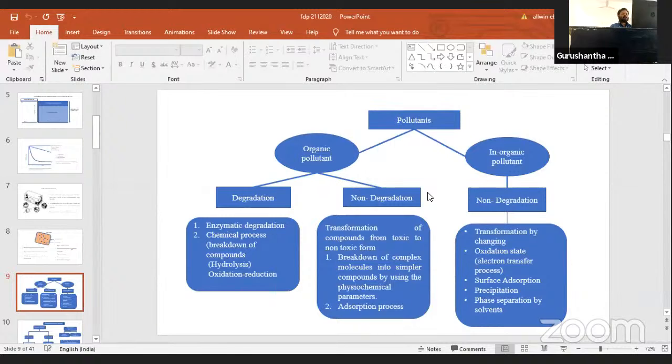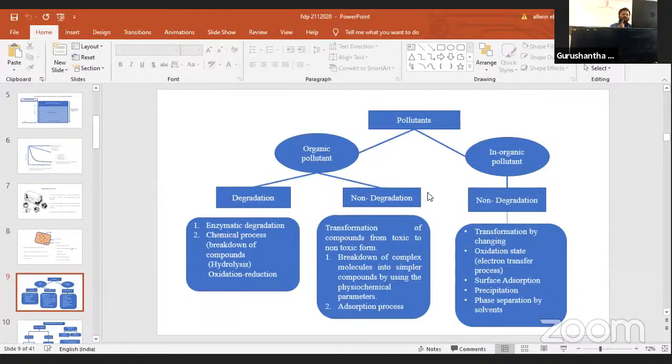The adsorption process is a surface phenomenon, an interaction between the solid and liquid phases. Now we have to think about how the solid particle has to be developed for the removal of these toxic contaminants. Another type of contaminant is inorganic pollutants, which are generally not degradable in nature. If you take a metal solution, even after 100 years, it will not get degraded. It might be converted into hydroxide form, or it might remain as such in its oxidation state. So we can degrade those compounds by transforming the oxidation state, by electron transfer, and also by the surface adsorption process.